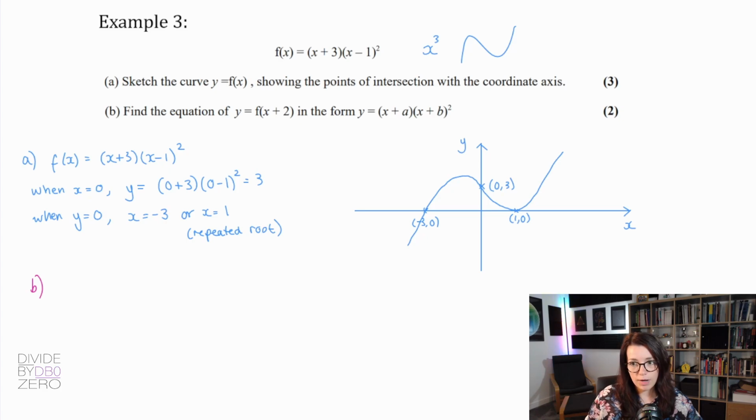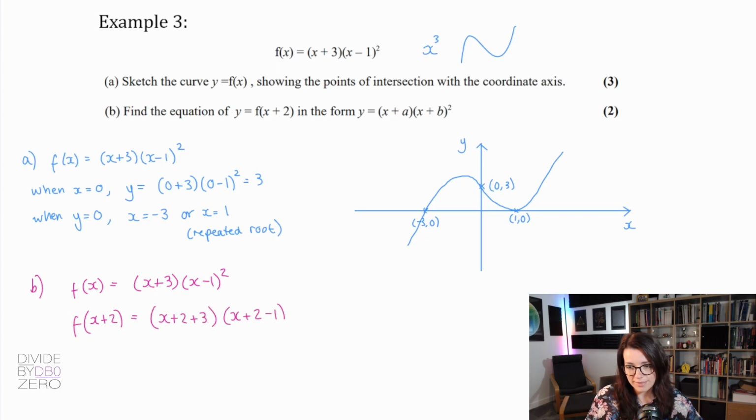And that's part A. Part B, find the equation of this time y equals f of (x plus 2) in the form y equals (x plus a)(x plus b) squared. Now you can actually answer this question purely algebraically. So if we start with f of x, the original function was defined as (x plus 3)(x minus 1) squared. If we now do f of (x plus 2), so replace the x with x plus 2, we'll get this. If you tidy this up, you get (x plus 5) and then (x plus 1) all squared. And that's the final answer.